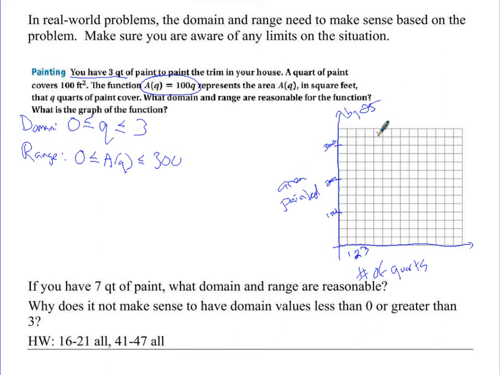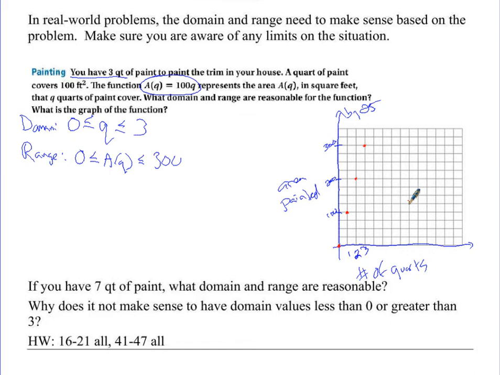All right, if I use 0 quarts of paint, how much area do I paint? 0. If I use 1 quart of paint, how much area do I paint? 100. And 2 quarts? 200. And 3 quarts? 300. There you go. So there's your graph of the function.